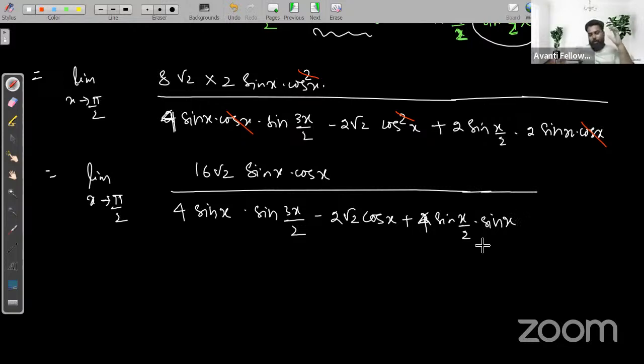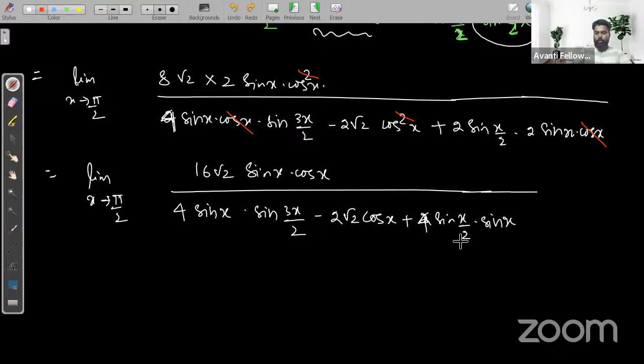Now when x tends to pi by 2, cos of pi by 2 will be 0. That means this term will be 0. When we put the limit, this term will be 0, and the numerator becomes 0 also. So no, we'll not apply this rule now. Till now we are having 4 into sine x, that is sine 3x by 2.